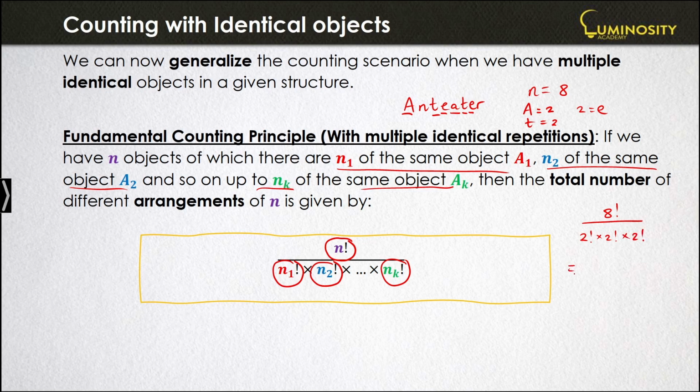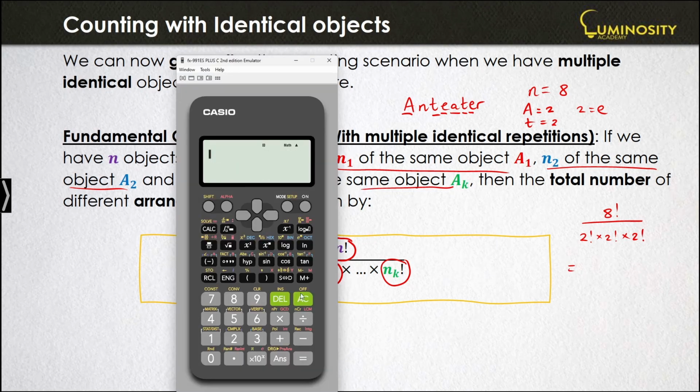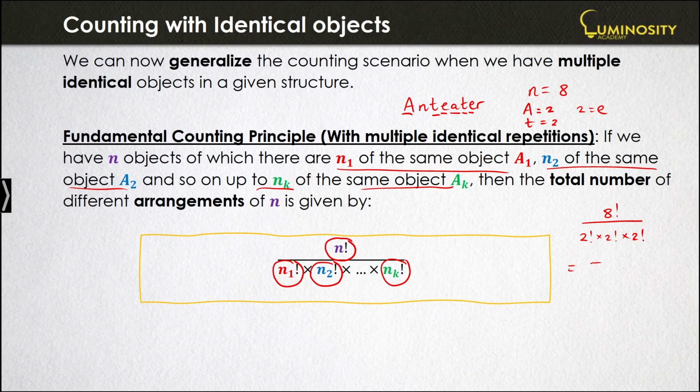Just to show you on your calculator where the factorial notation is, if you don't want to work it out using longhand notation: I've got my fraction, so it's 8. Then above the x inverse button, if you press Shift and x inverse, you'll get the exclamation mark, which is the factorial notation, divided by 2 factorial times 2 factorial times 2 factorial. That gives you 5040. So there are 5040 different ways that we can arrange the letters of the word anteater to make a completely different word. It doesn't have to be a word that makes sense, but a word that is unique.